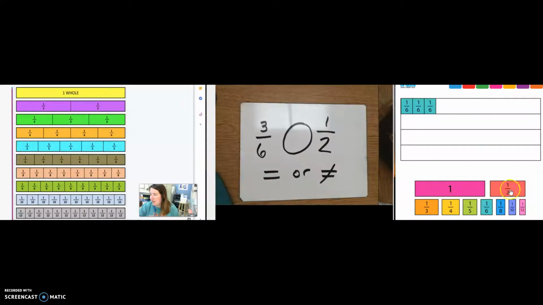And I'm comparing it to 1/2. So here's my 1/2 piece. What I want to do is put it right underneath to see if it's the same size. It is the same size. Look at that, exactly the exact same size.